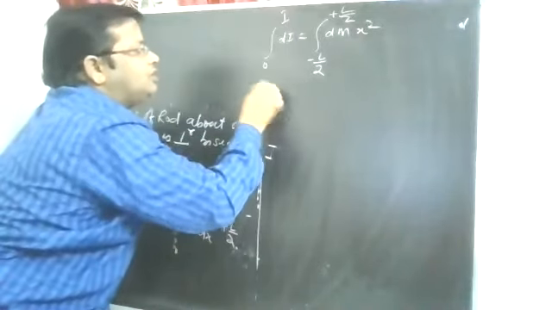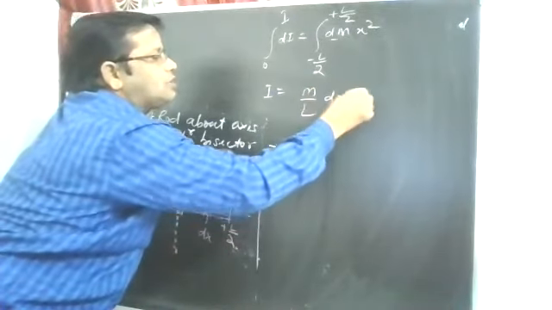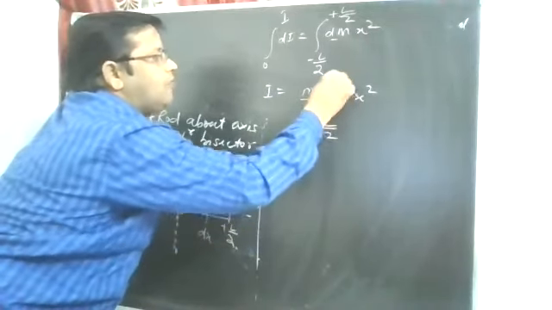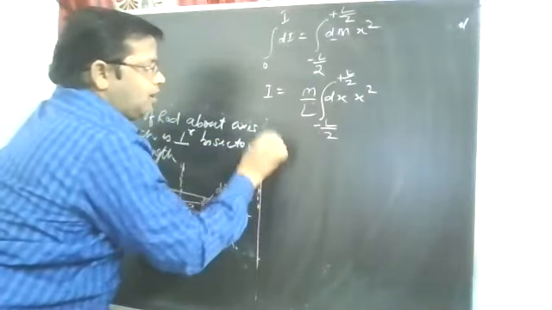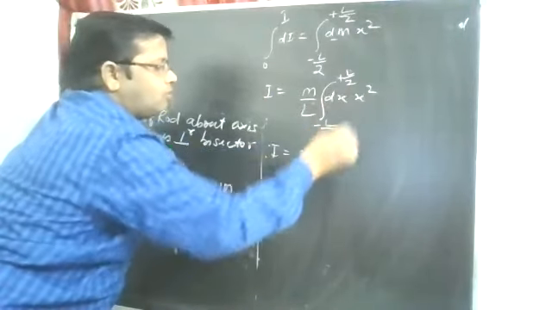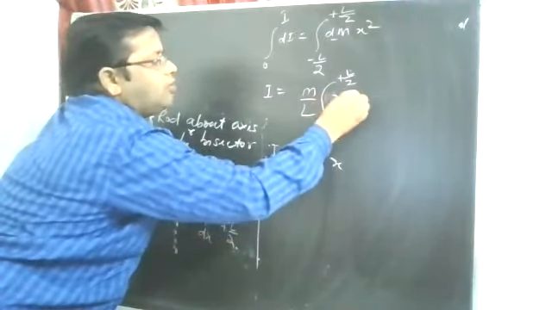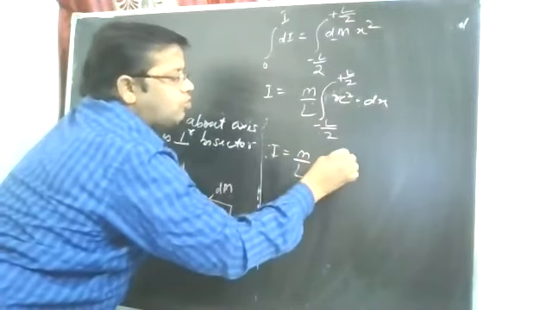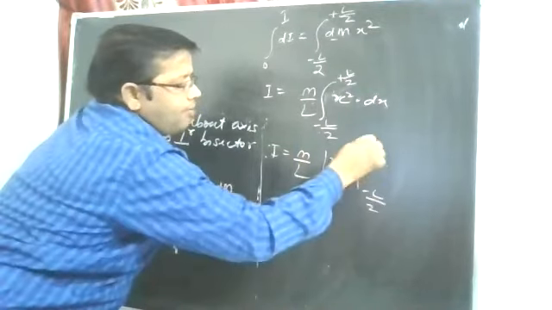Moment of inertia I is equal to, what is the value of dm? dm is m by L into dx. So I equals integral of m by L into dx into x square. Keep the constant outside and integrate this equation taking the limit of x from minus L by 2 to plus L by 2. Now I is equal to m by L, x square dx. Now the power is n, so it will be n plus 1, that is 2 plus 1, 3, upon 3, with the lower limit minus L by 2 and the upper limit plus L by 2.